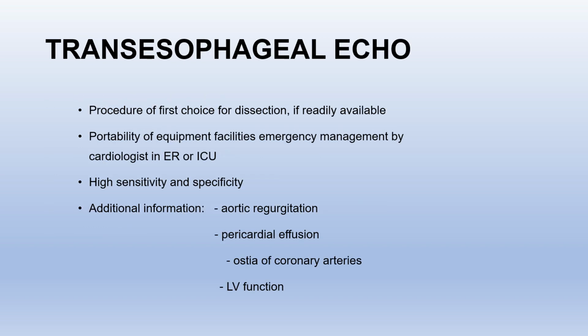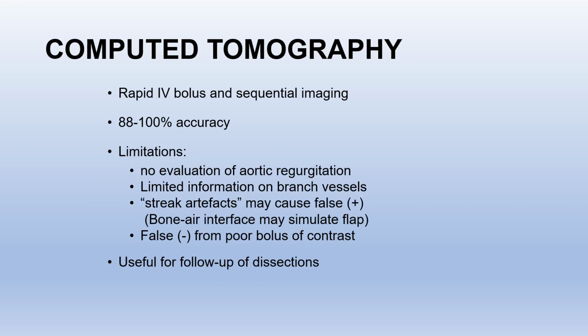Transesophageal echo is the procedure of first choice for dissection if readily available. Advantages: portability of equipment, facilities, emergency management by cardiologists in the ER or ICU, high sensitivity and specificity, and additional information on aortic regurgitation, pericardial effusion, ostia of coronary arteries and LV function.